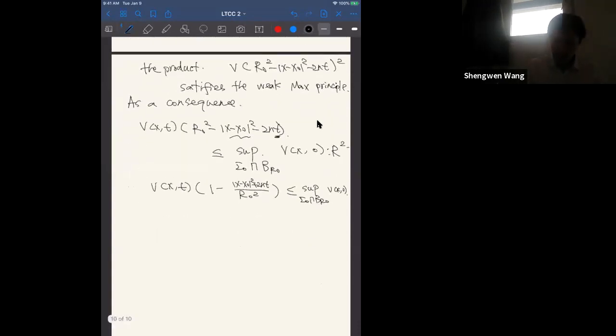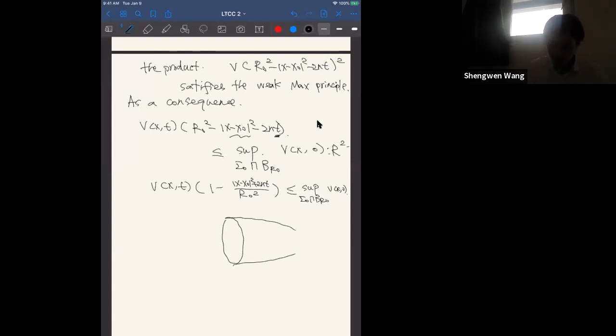So actually, if you think about it, this is not a direct application of the maximum principle. We are considering it in a shrinking ball. Say this is the time direction. At 0, this is BR0 at t equal to 0. At time t, you are considering U to be the shrinking ball.